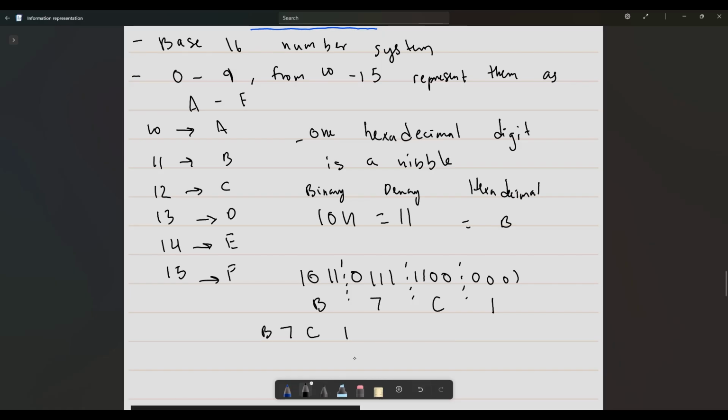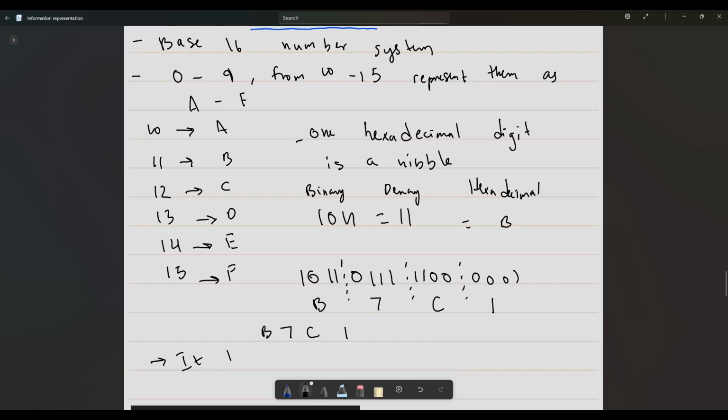Let me just clarify that. Previously, when I wrote 3 nibbles, I said it's a 16-bit number. That is my bad. It is indeed a 12-bit number, and now it's a 16-bit number, not a 20-bit number. I apologize. So B7C1 represents that huge 16-bit number in binary. If you convert this to denary, it's going to be huge, humongous. That's one of the major advantages of hexadecimal: it takes up less space on the screen.